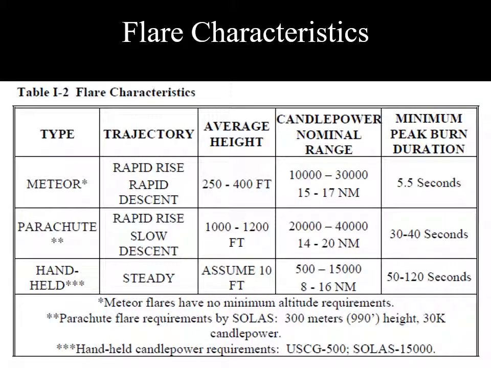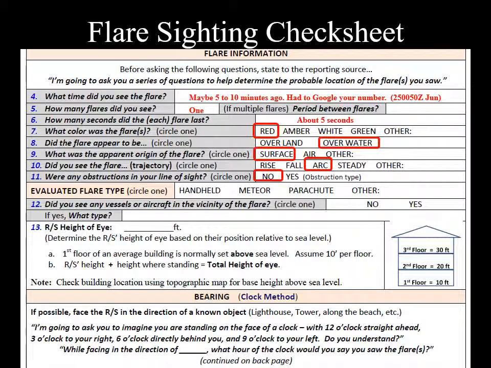With what we have learned, we can go to the Coast Guard Addendum, Appendix India, Table India 2. We compare the characteristics of how the flare moved and how long it was observed with the type of flare. In our example, we can determine the reporting source observed a meteor flare. Let's note the flare type on the check sheet.